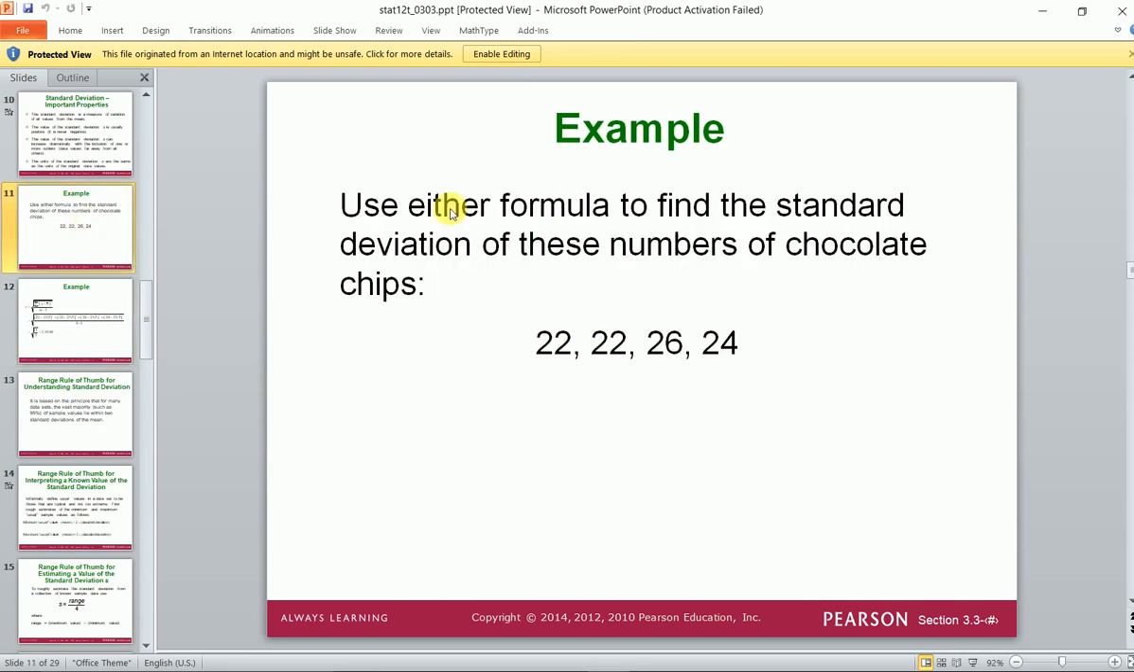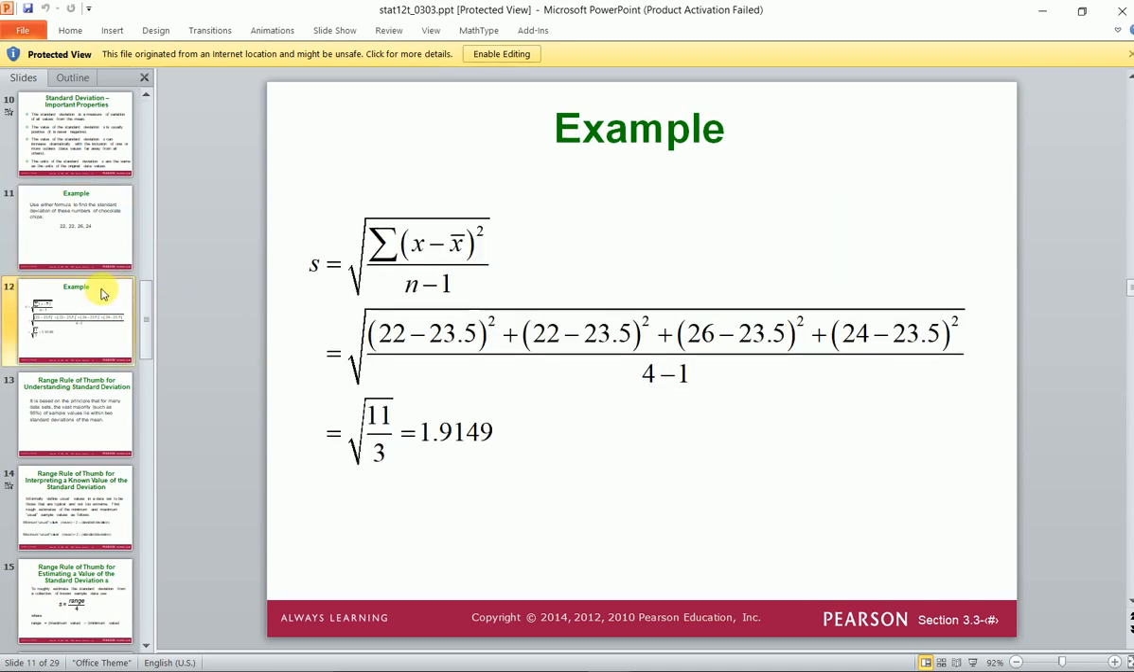Okay. So I have these 4 numbers. I want you to find the standard deviation. Remember, the standard deviation formula: you take the difference between the data point and the mean value, then you square that for each of them. Then you add all of them together. Then you divide by one less than the total number of data. Then you take the square root. That will give you the standard deviation. Now the variance is just this whole number squared. That's all.